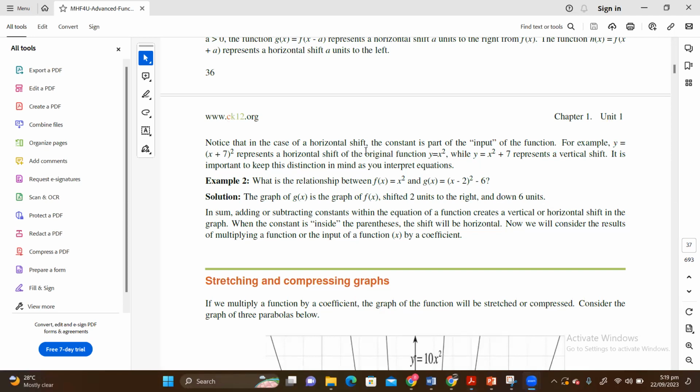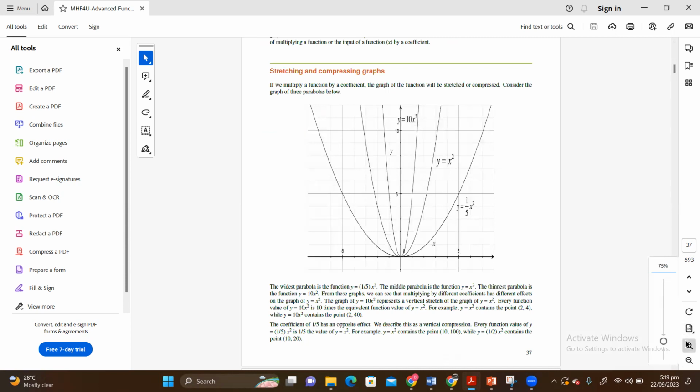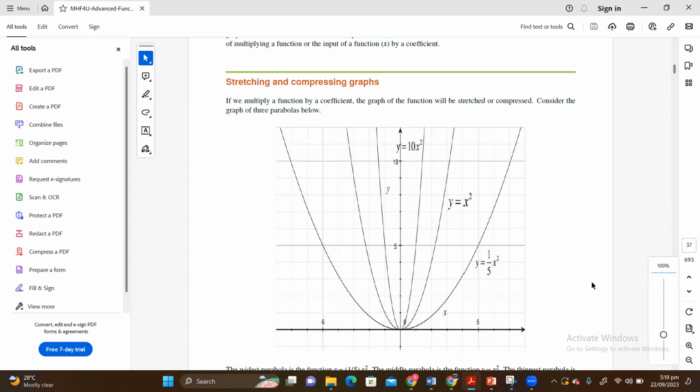Stretching and compressing graphs. If you multiply a function by a coefficient, the graph of the function will be either stretched or compressed. Consider the graph of 3 parabolas below. The original one is y is equal to x square, this red one. If we multiply by 10, we will get this green graph. And if we divide by 5, we will get this graph.